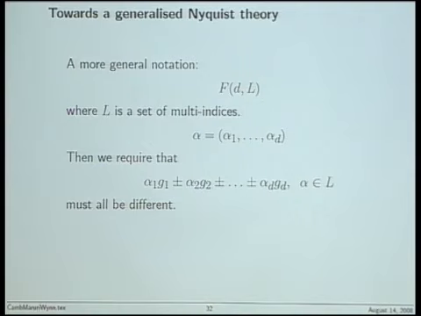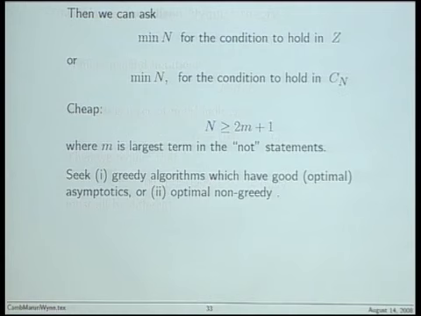So there's a general way of setting this thing up, and then the cheap way of doing it is just like a one-dimensional time series. There is a number m, which could be the biggest quantity we get from those Diophantine equations we wrote down, and that's then our Nyquist number.